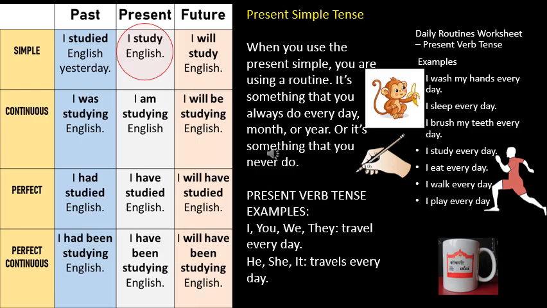So we take present tense first. Present simple. We use present simple when we describe something we do every day or something we don't do every day.